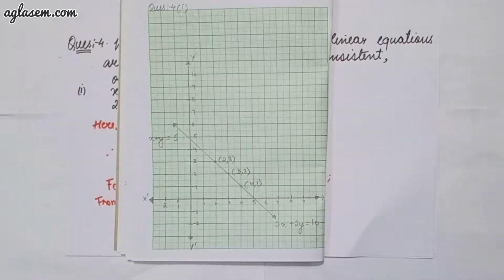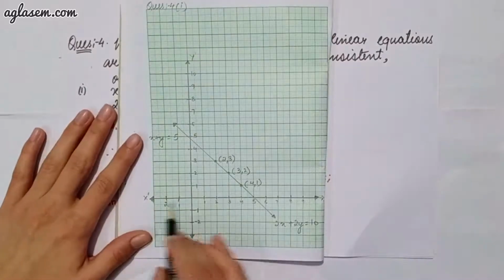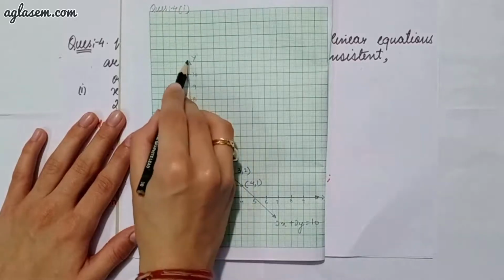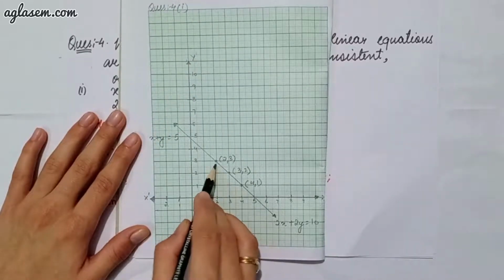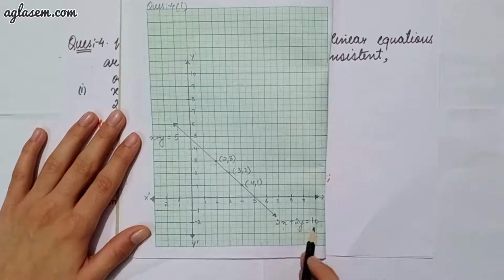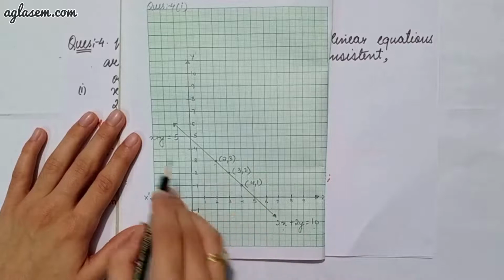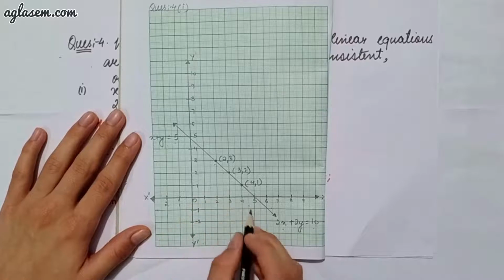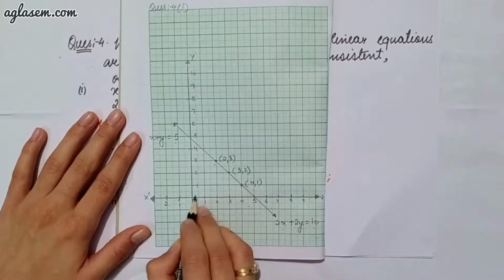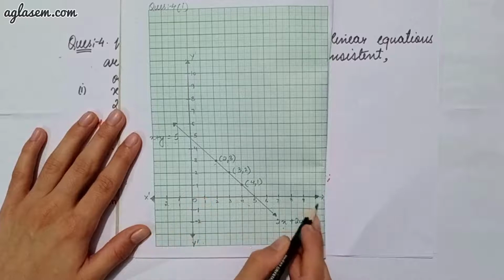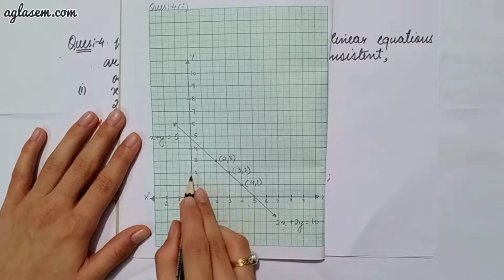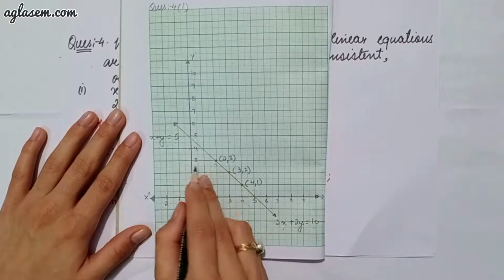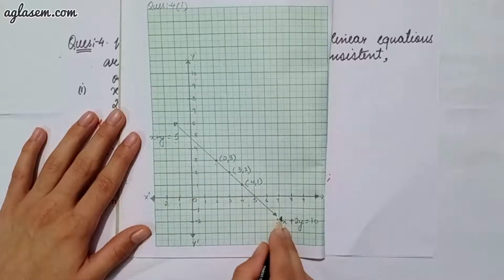So here is a graph in front of you guys. You can see it very clearly that the x-axis is here and the x dash axis is here, the y dash axis is here and the y-axis is here. So we have plotted the points for 2x plus 2y is equal to 10 and x plus y is equal to 5. Here on the x-axis we have taken 4 and on the y-axis we have taken 1. Further, on the x-axis we have taken 3 and on the y-axis we have taken 2. On the x-axis we have taken 2 and on the y-axis we have taken 3. So we can draw a line and this is the graph.